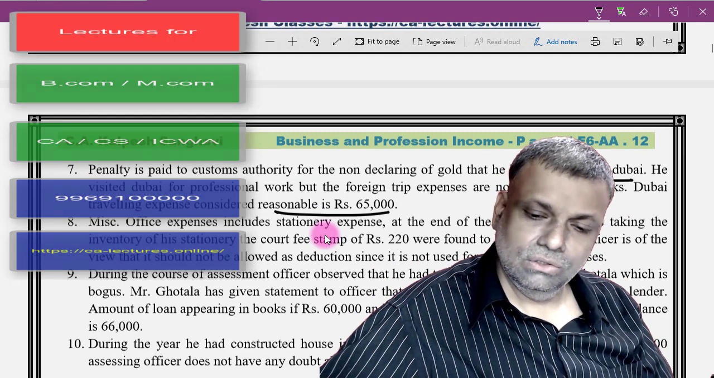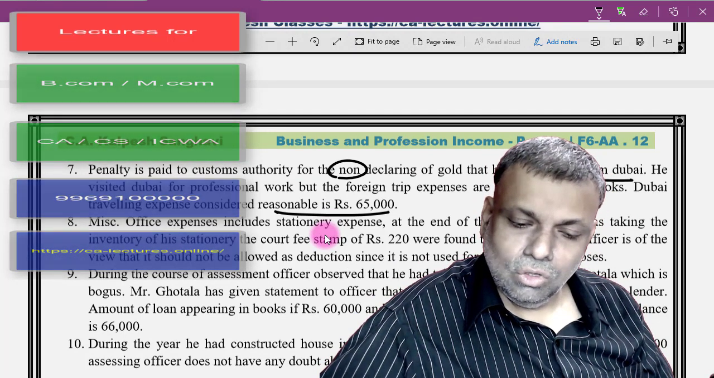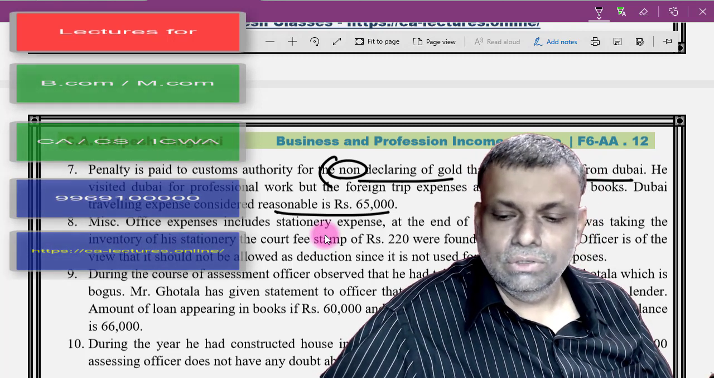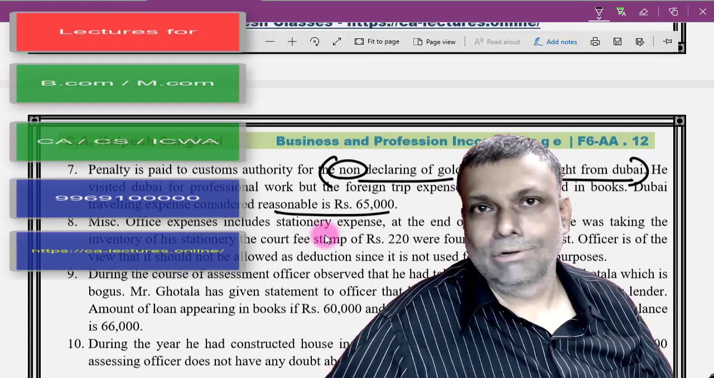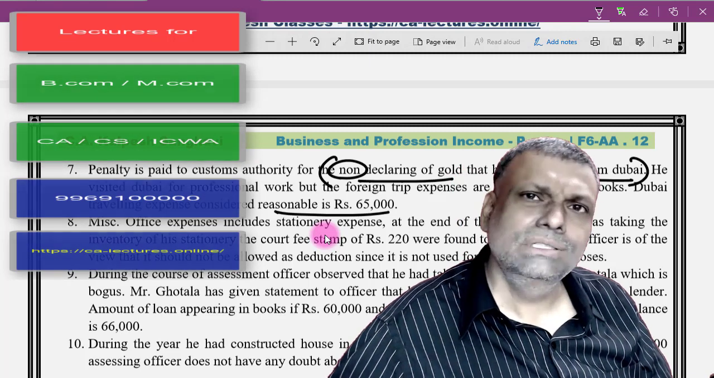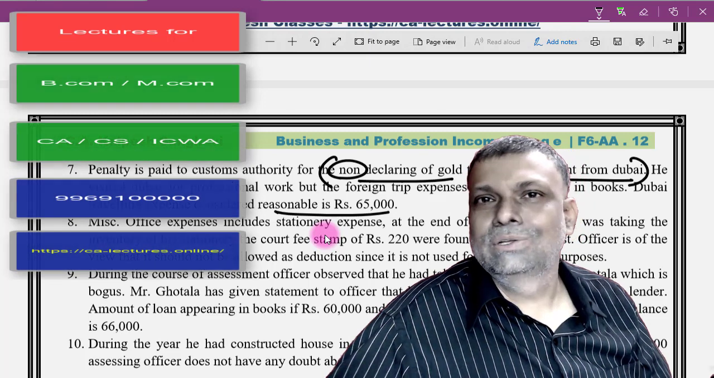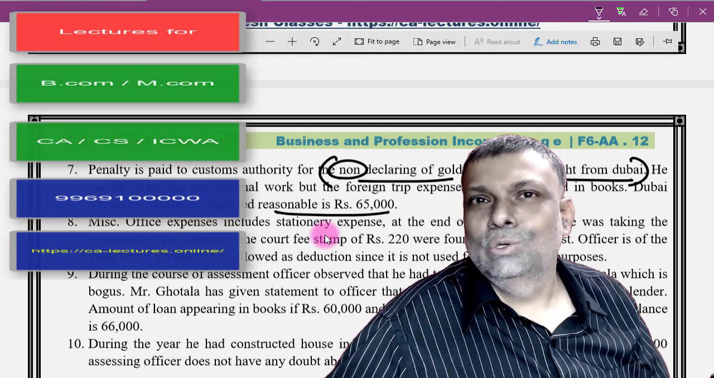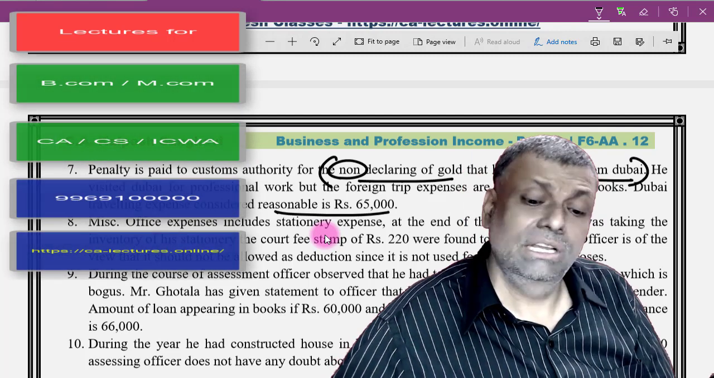So penalty is paid to the customs authority for non-declaring gold that was brought from Dubai. Non-declaration of gold is basically an offense. That is something which is wrong. You are a chartered accountant, so you should not have done that. Yes, you have purchased gold from Dubai, it is okay, pay the customs duty. See, customs law is pretty simple. Just pay the customs duty, that's it. Fiscal laws, basically, you don't have to worry. You have to pay the duty, tax and all that. But he didn't declare.